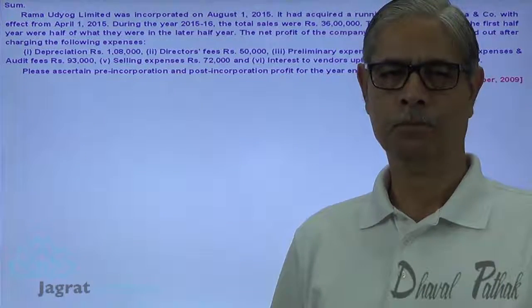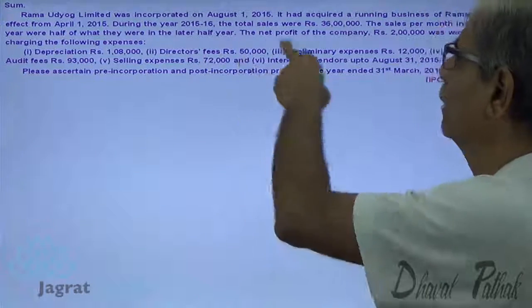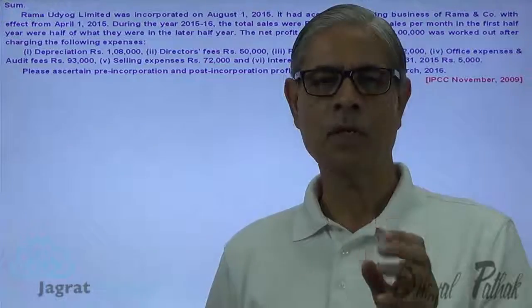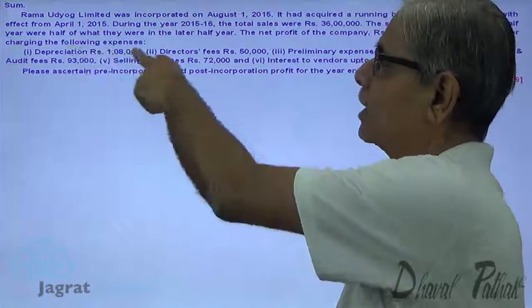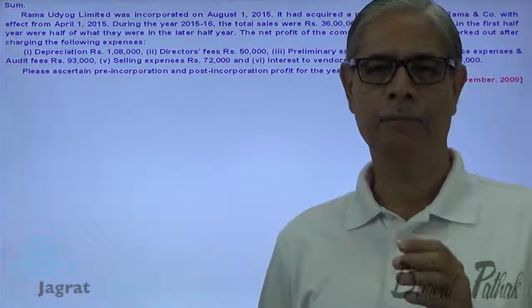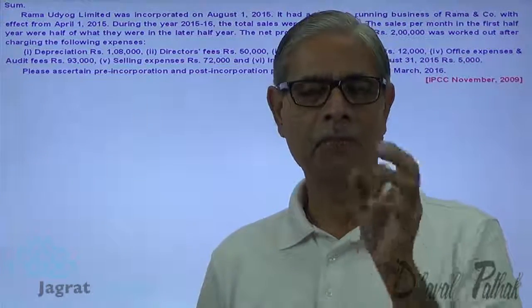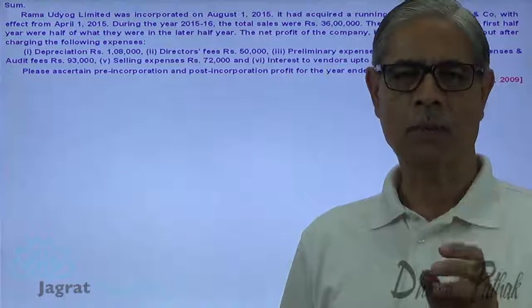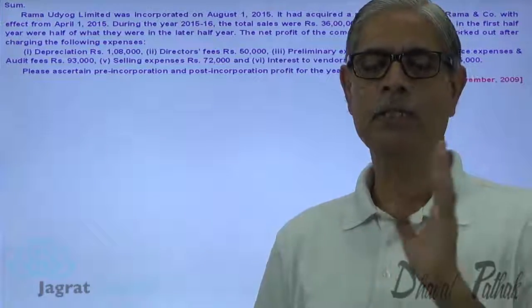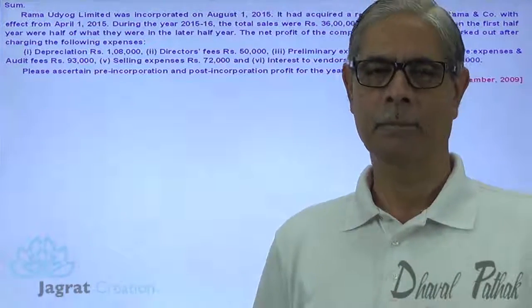In this sum, you are given expenses and you are given net profit, and the net profit is given to you after debiting following expenses, after charging following expenses. So you are required to add all these expenses to the net profit and find the gross profit. That gross profit will be distributed in the ratio of sales between pre and post incorporation period. This is one of the important points of this sum.